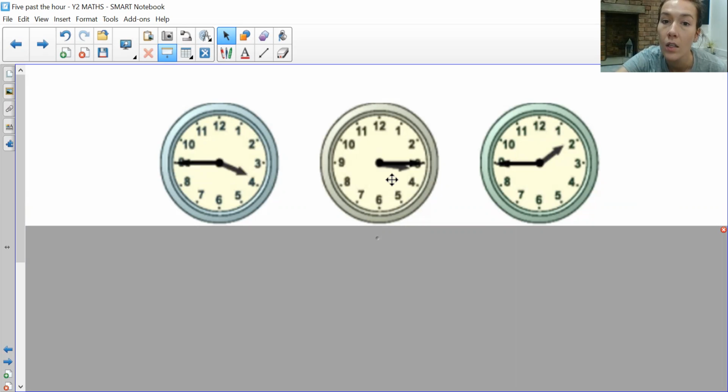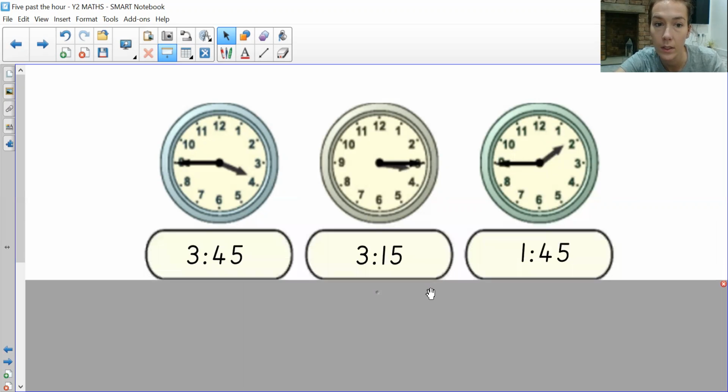Then we have got our second clock where the long minute hand is on the 3, and you can just about see the hour hand there. It's not on the 4, but it has just left the 3. And then your final clock, we have got the long minute hand on the 9 and the hour hand just approaching the 2. So have a little think. What do you think they're going to be? A bit of a drum roll. Let's have a look together.